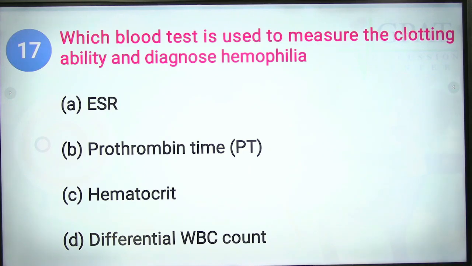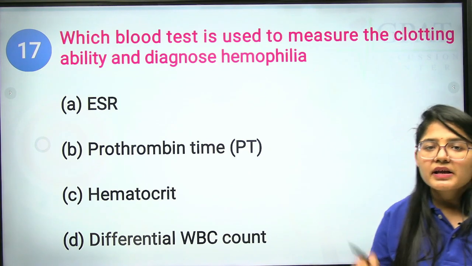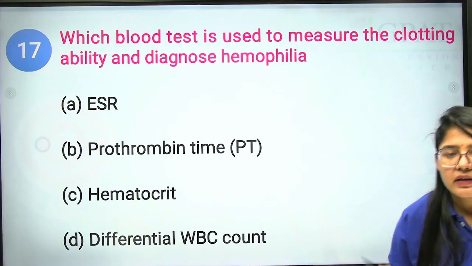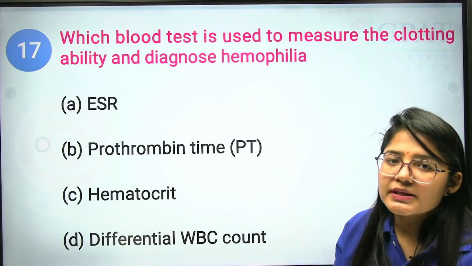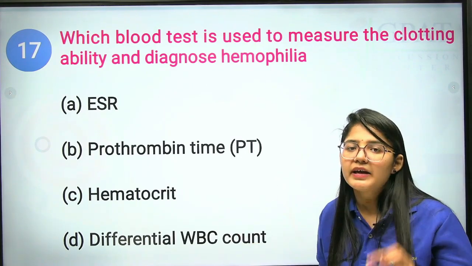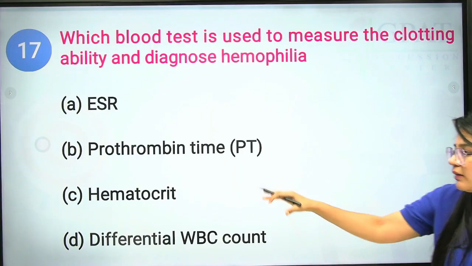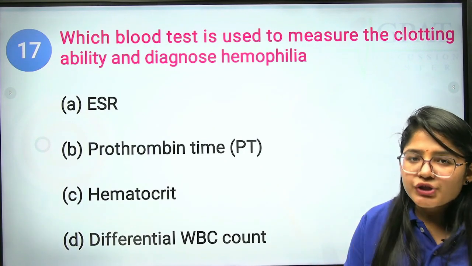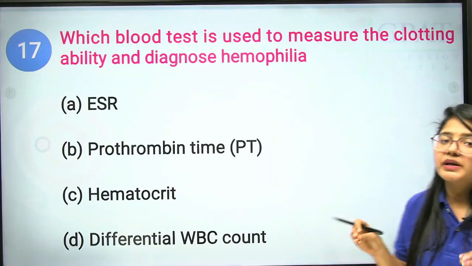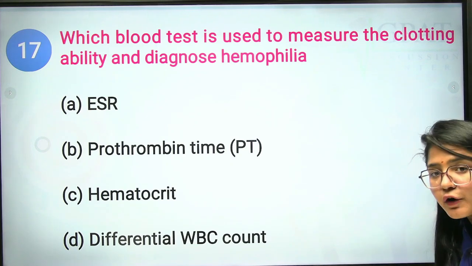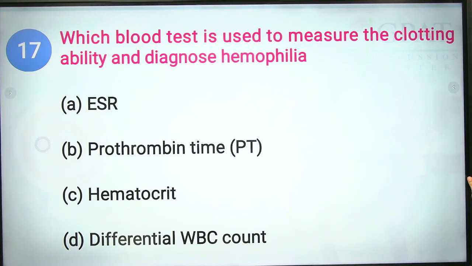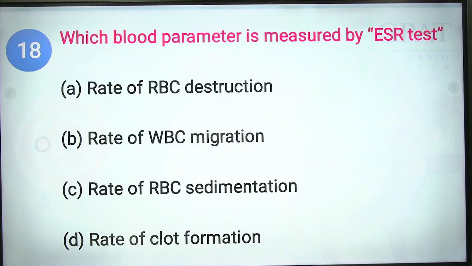Next question. Which blood test is used to measure the clotting ability and diagnose hemophilia? First of all, we have ESR, that is known as erythrocyte sedimentation rate, the sedimentation rate of your red blood cells. Prothrombin time is the time which denotes the clotting of your blood when it is taken out of your body. Hematocrit value is the value by which you can identify the volume of red blood cells. Differential WBC count gives you the actual count of your WBC's different forms like eosinophil, basophil. Okay, so the correct answer will be prothrombin time.